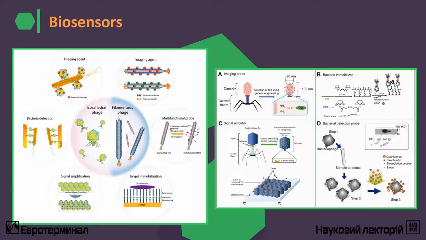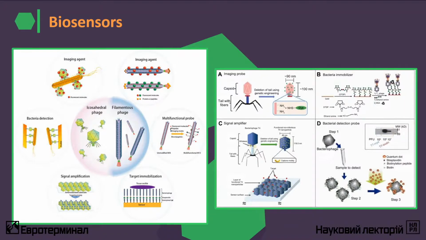And what new approaches are used, including phages, to construct biosensors and to use these phages as sensors? Well, there are a lot of approaches, and some of them are really very interesting, like imaging probes, imaging with phages. The imaging method means that we can study not the sample taken out of the organism, but study something exactly in the organism using phages.